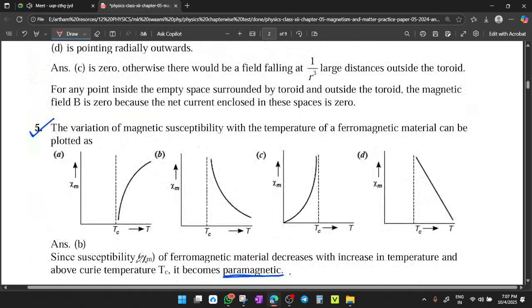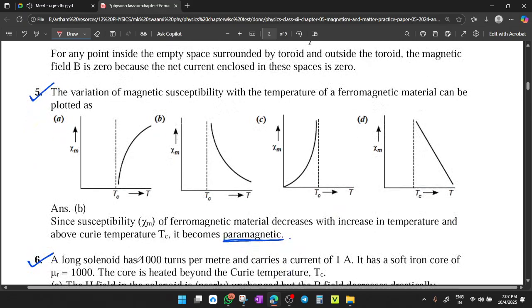Now the fifth question. Yesterday I talked about this concept: for a ferromagnetic material, below the Curie temperature there are some unpredictable deviations in the graph, but after the Curie temperature, magnetic susceptibility decreases inversely proportional to the temperature. So the correct answer is B. The susceptibility chi m of a ferromagnetic metal decreases with increase in temperature, and above the Curie temperature it becomes paramagnetic.